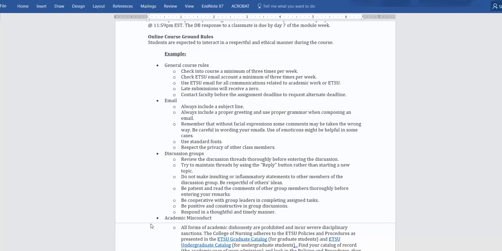Be cooperative with group leaders and assign completing tasks. We're talking about our discussion board, but everybody's going to be working together. We've decided not to assign group leaders for that, so you don't have to worry about being a group leader, but everybody will be responding to the discussion board. Be positive and constructive in any group discussions and respond in a thoughtful and timely manner.